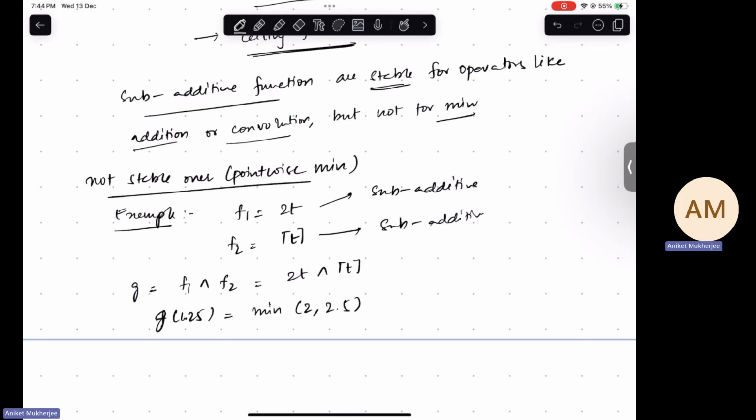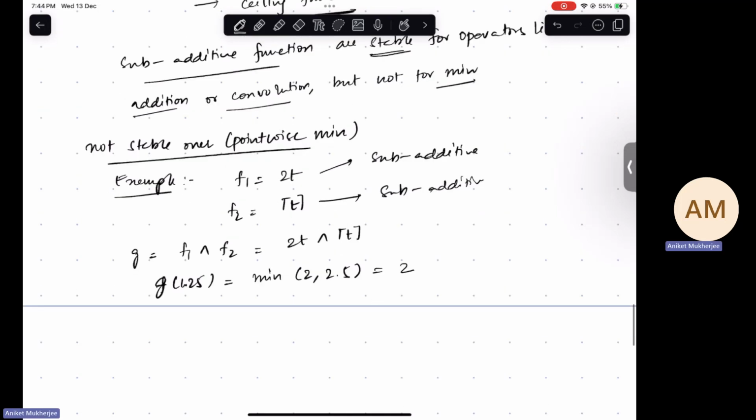Seal is 2. Yeah, 2.5. Okay, so this is 2, right? Now, let me find f1 of 1 plus f2 of, oh, sorry, let me find g of 1.